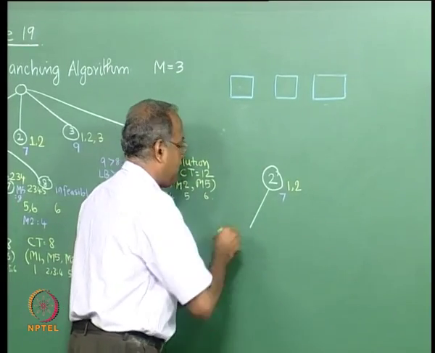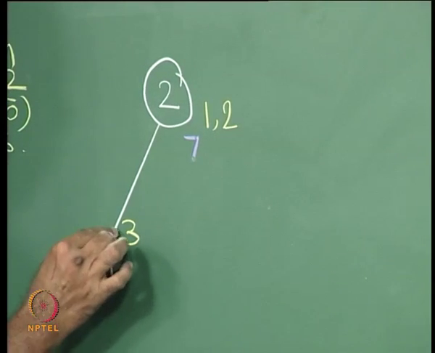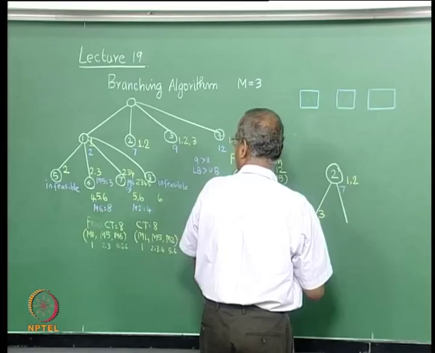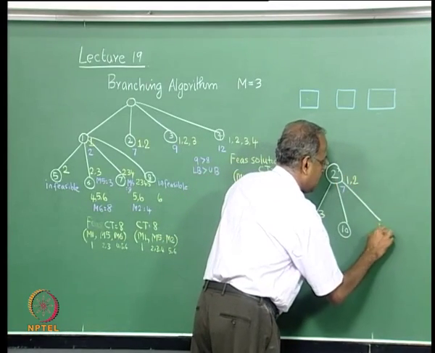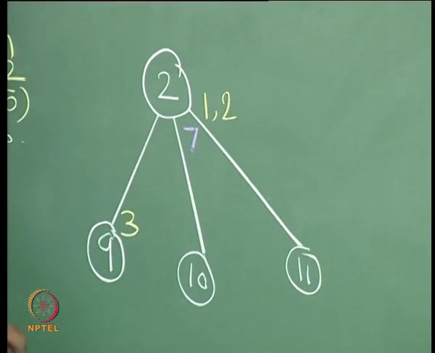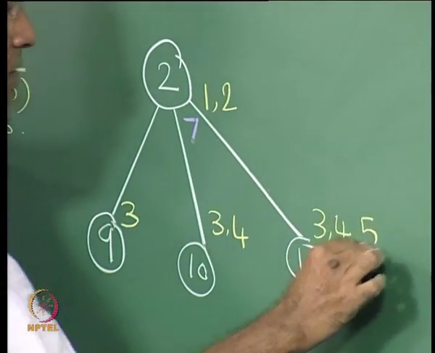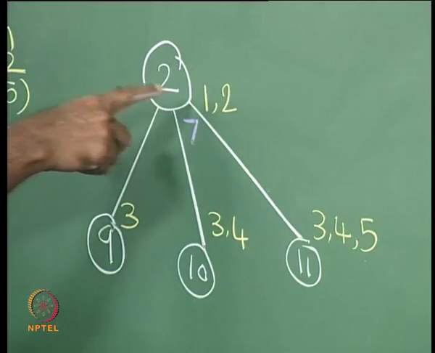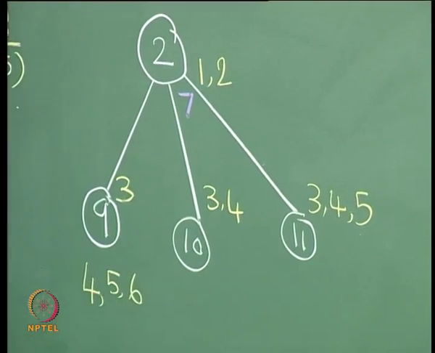Here I assign operation 3. So, I call this node number 9, with operation 3 here, then node number 10 with 3, 4, and node number 11. So, this will have 3, 4 and this will have 3, 4, 5. Now, we look at each one of these. Here I put 1, 2, 3, so the third machine should have 4, 5 and 6.